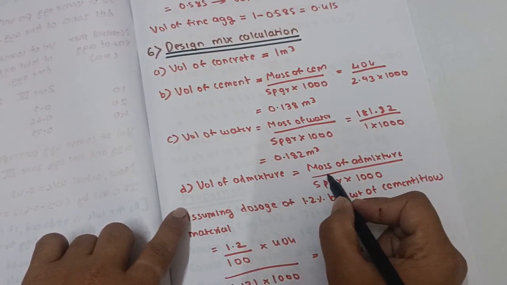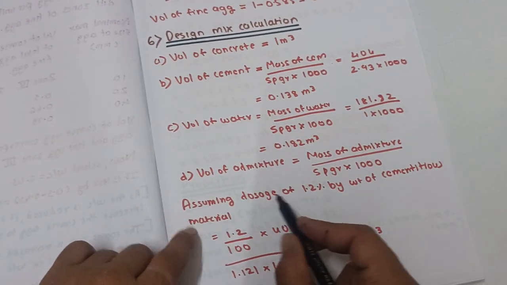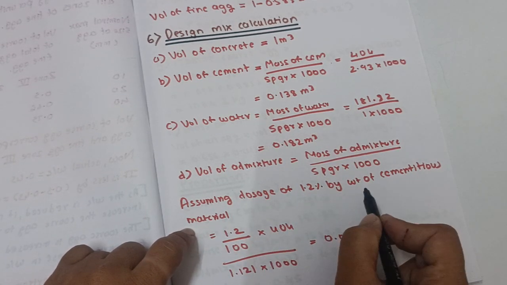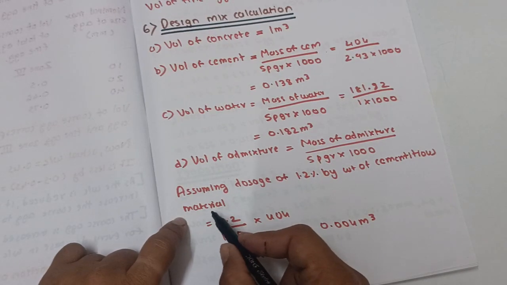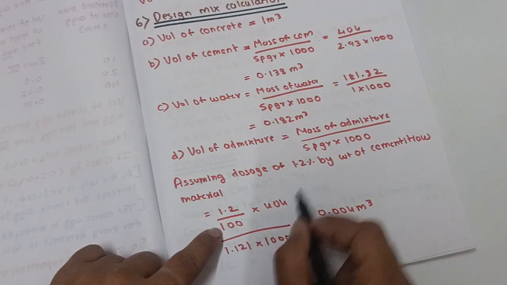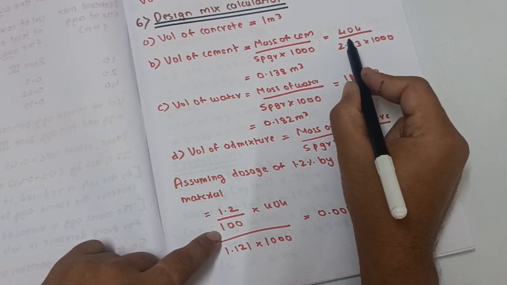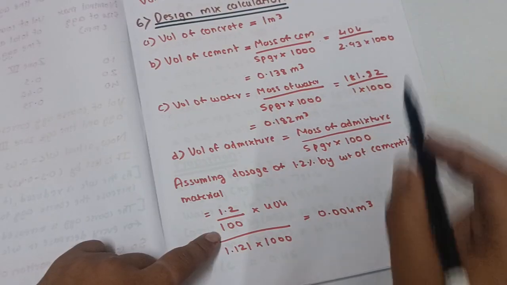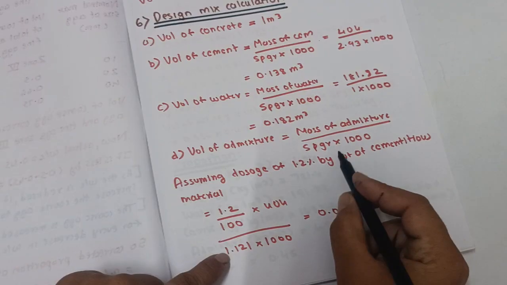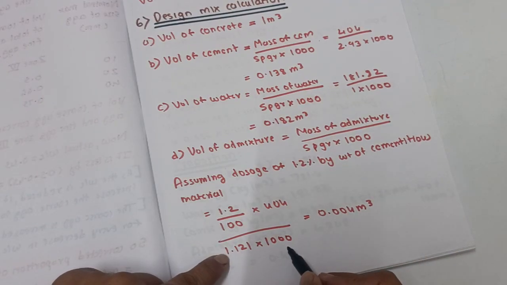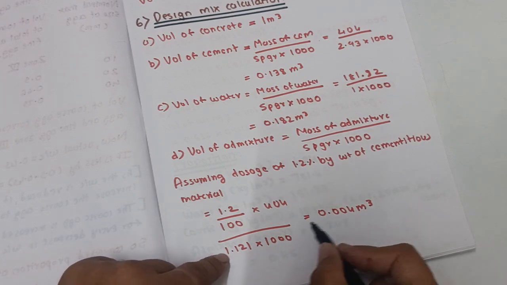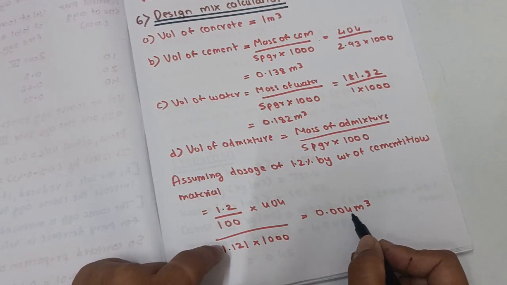Volume of admixture: mass of admixture upon specific gravity into 1000. Assuming dosage of 1.2% by weight of cementitious material, that is the proportion for admixture. 1.2% into 404, cement in kg per m cube. So 1.2% of cement divided by specific gravity into 1000. Specific gravity for admixture, as we were given, is 1.121. By calculating it, we get 0.004 m cube.